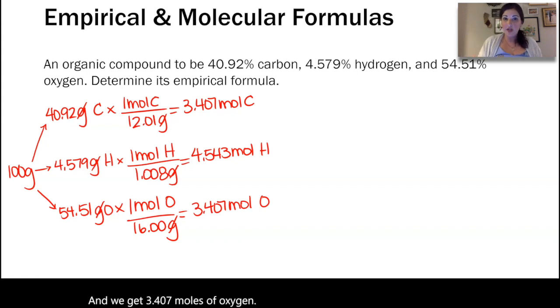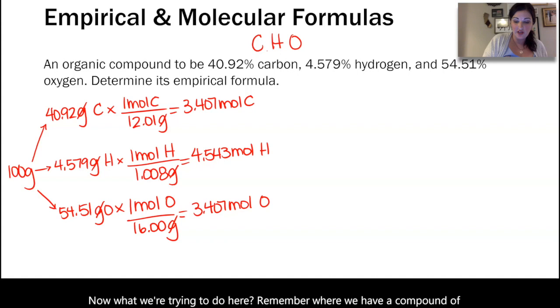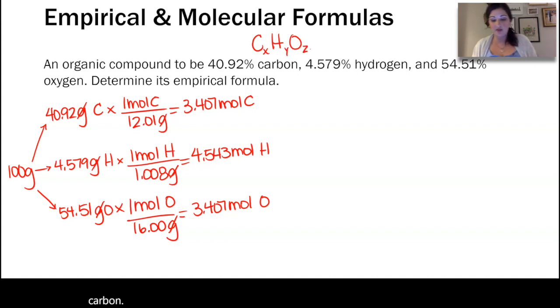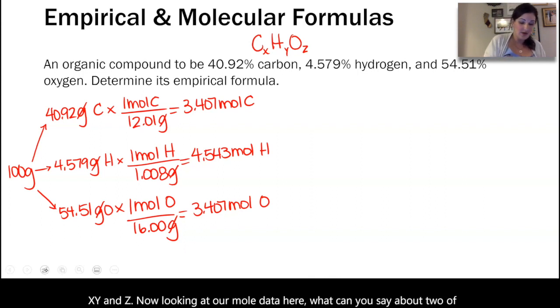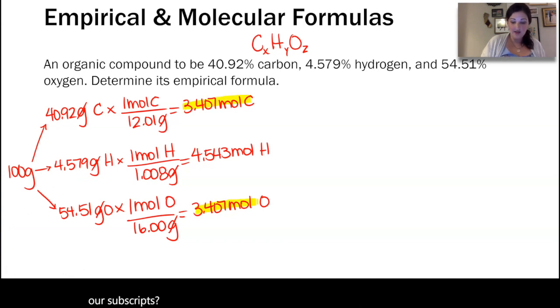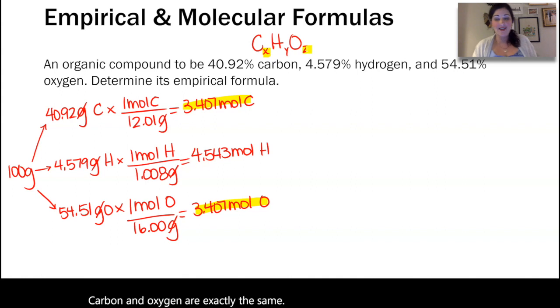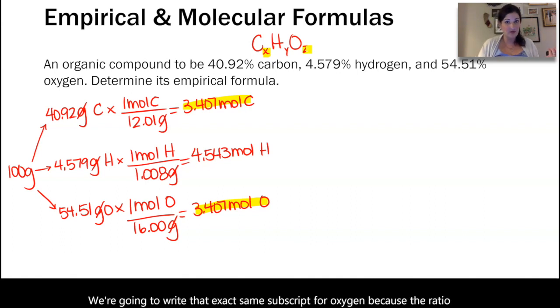Now, remember, we have a compound of carbon, hydrogen, and oxygen, and we're trying to figure out what those subscripts are, X, Y, and Z. Looking at our mole data here, what can you say about 2 of our subscripts? Do you see how carbon and oxygen are exactly the same? That means that whatever subscript we write for carbon, we're going to write that exact same subscript for oxygen, because the ratio between those 2 moles is 1 to 1. 3.407 is the same as 3.407.